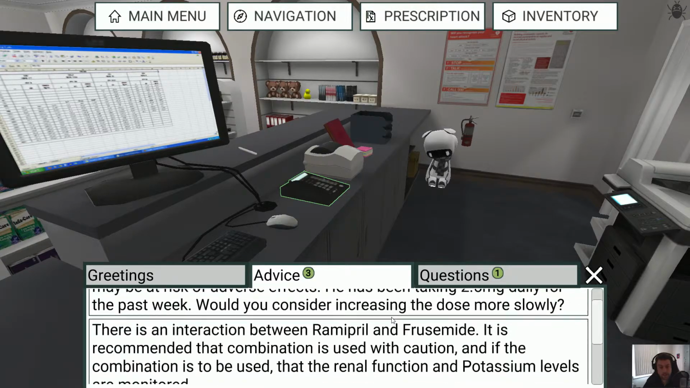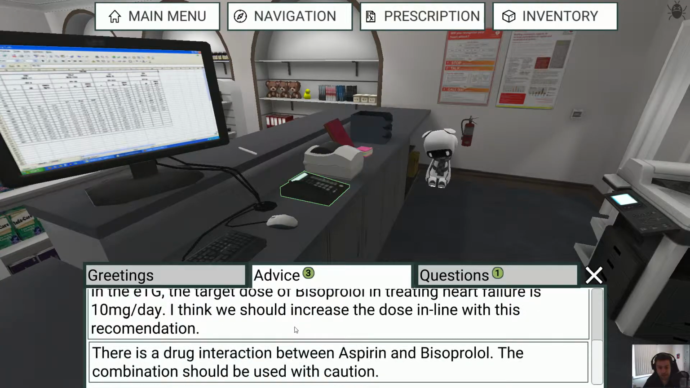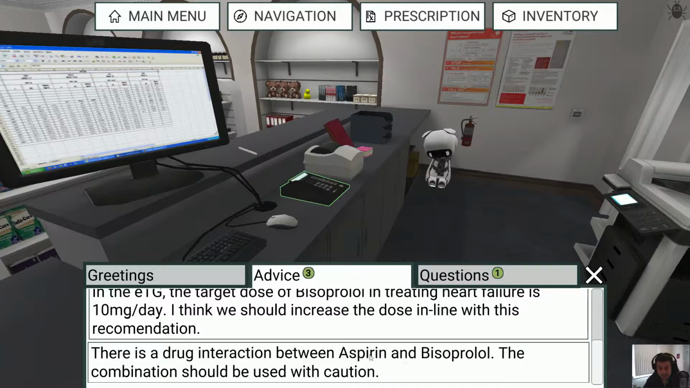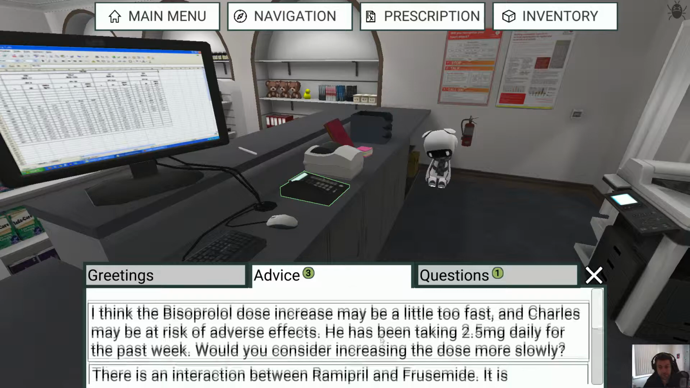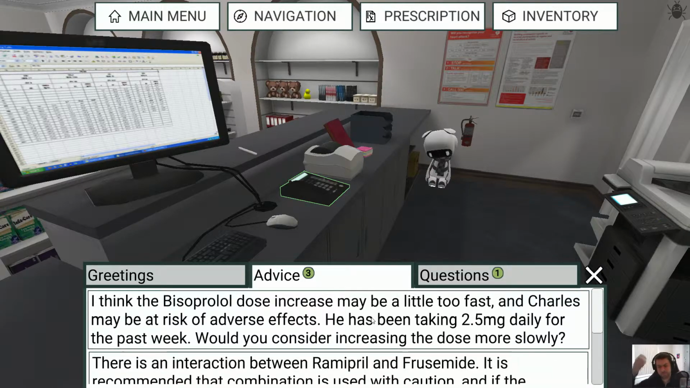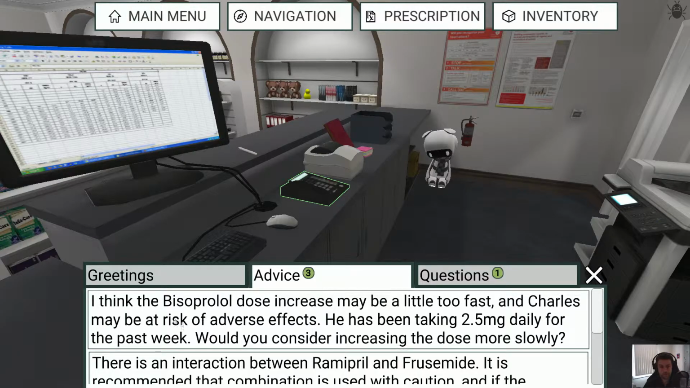Again, we've got a few red herrings here. I can see an interaction between Ramipril and furosemide. The target dose is 10 milligrams. Let's get up to that. There's an interaction between aspirin and bisoprolol. These are all the sorts of things that students might come up with if they're being a bit overly zealous, particularly if they put Charles's medication history from the computer into a software package like MIMS or something like that, and it spat out every possible piece of advice. None of them are particularly relevant apart from this top one here. I think the bisoprolol dose increase may be a little too fast. So let's give that a go.